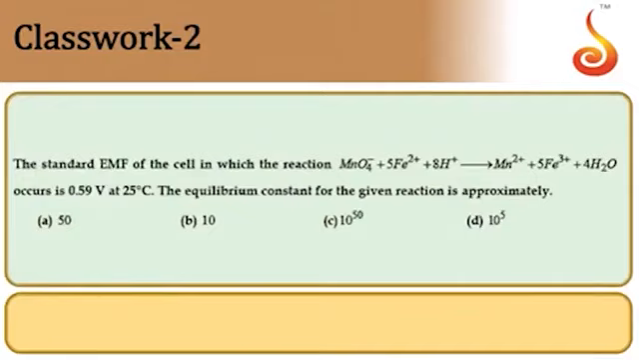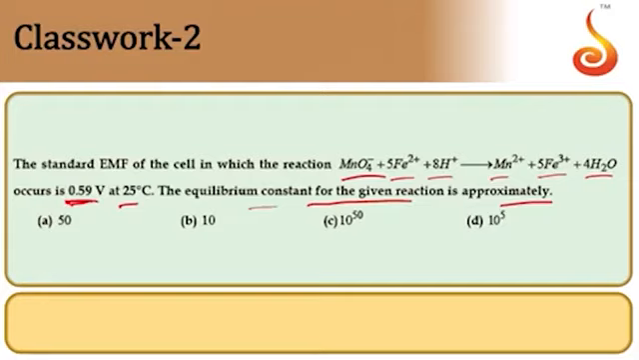Then the second one. The standard EMF of the cell in which MnO4- plus 5 Fe2+ plus 8 H+ react, giving rise to Mn2+, 5 Fe3+ and 4 H2O, is 0.59 at 25 degrees Celsius. The equilibrium constant for the given reaction is approximately? So they have given us the value of E0 for the reaction, asking us what is the value of the equilibrium constant.